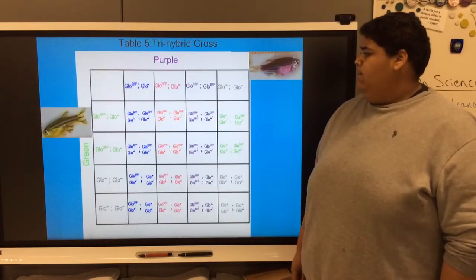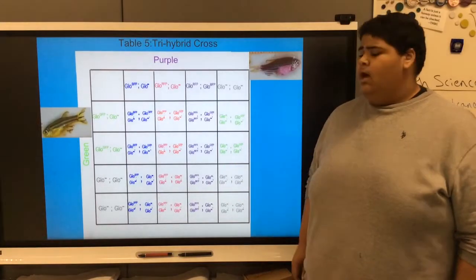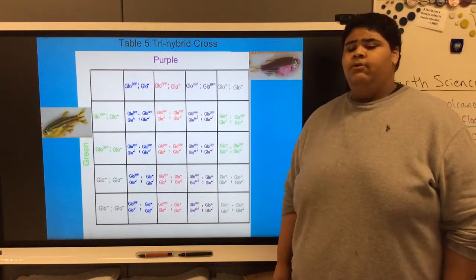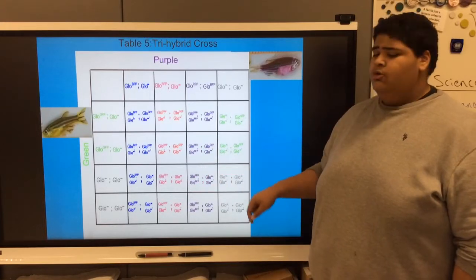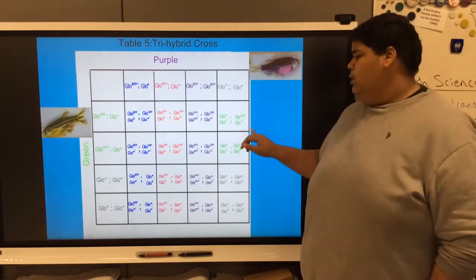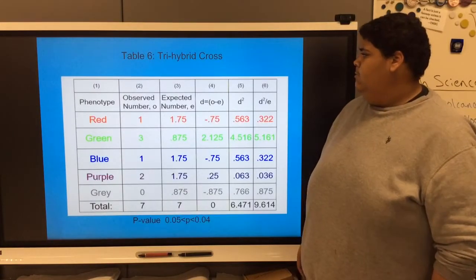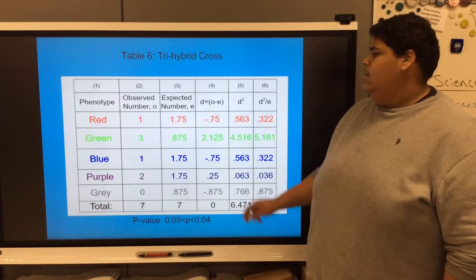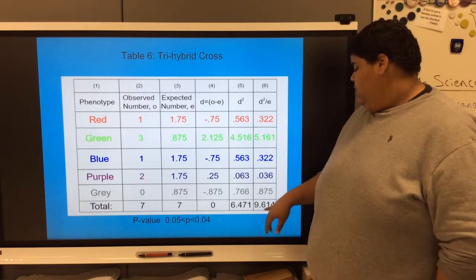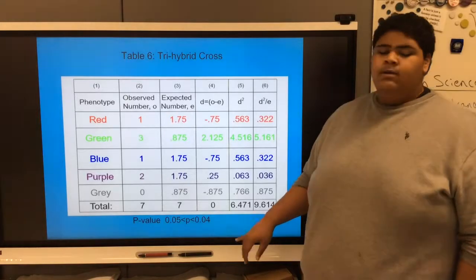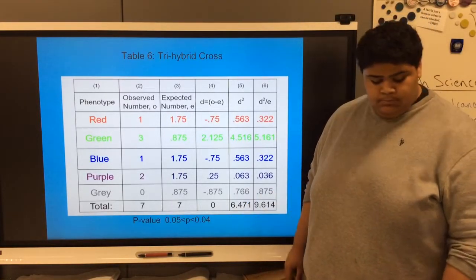For my trihybrid cross, I crossed a purple female with a green male, and I got 25% for the colors blue, red, and purple, and 12.5% for green and gray. Looking at the observed and the expected, I got a chi value of 9.614, and my probability, or p-value, was 5 to 4%.